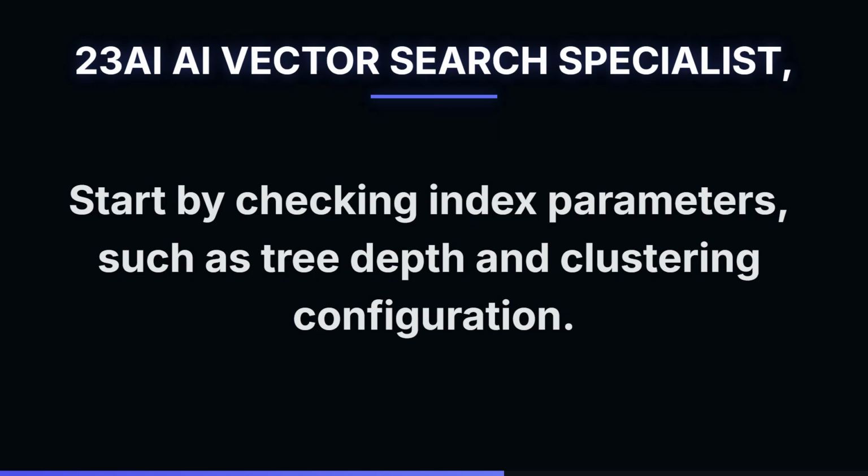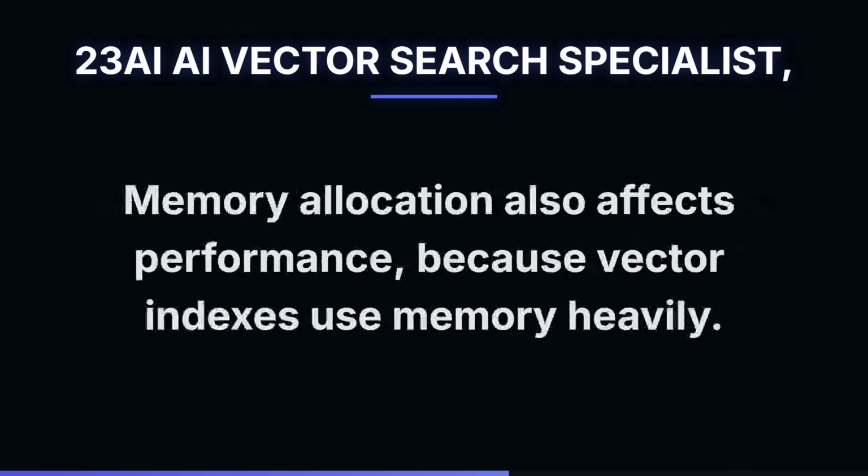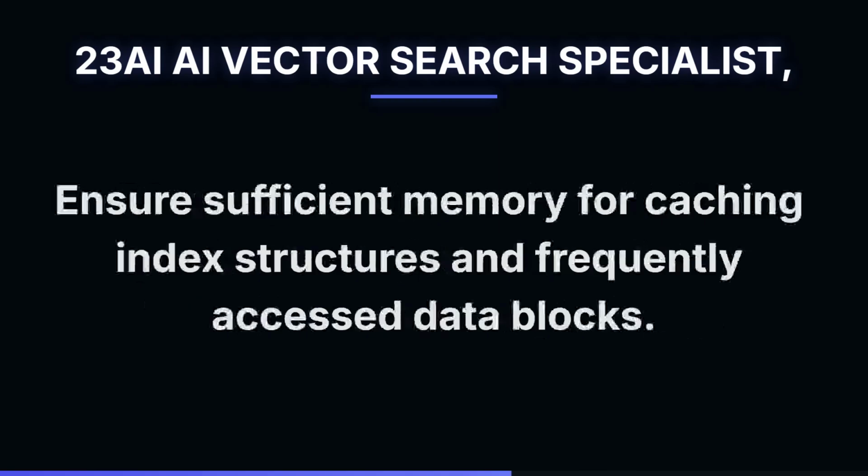Start by checking index parameters, such as tree depth and clustering configuration. Better clustering groups similar vectors, reducing comparisons during search execution. Memory allocation also affects performance, because vector indexes use memory heavily. Ensure sufficient memory for caching index structures and frequently accessed data blocks.